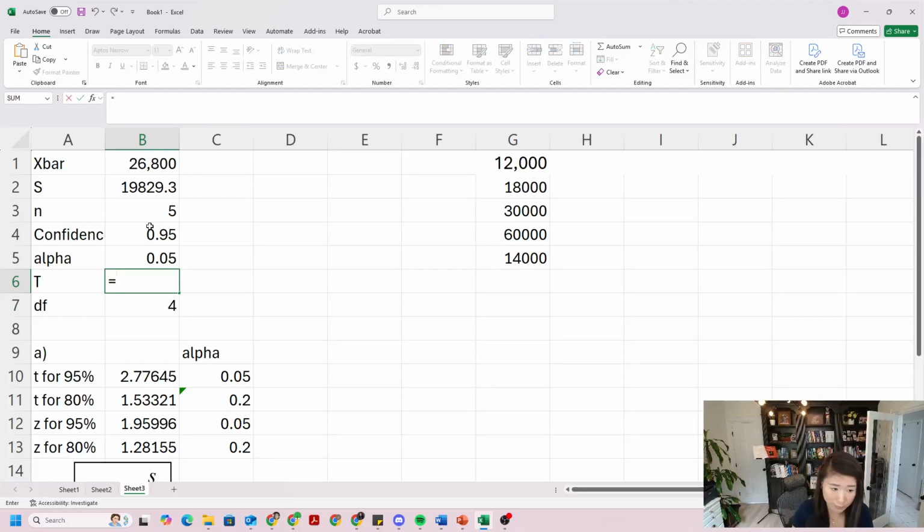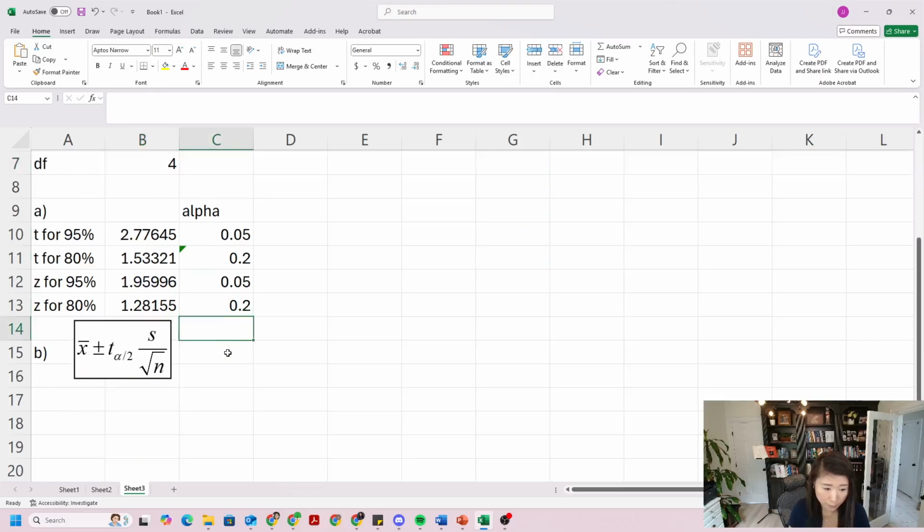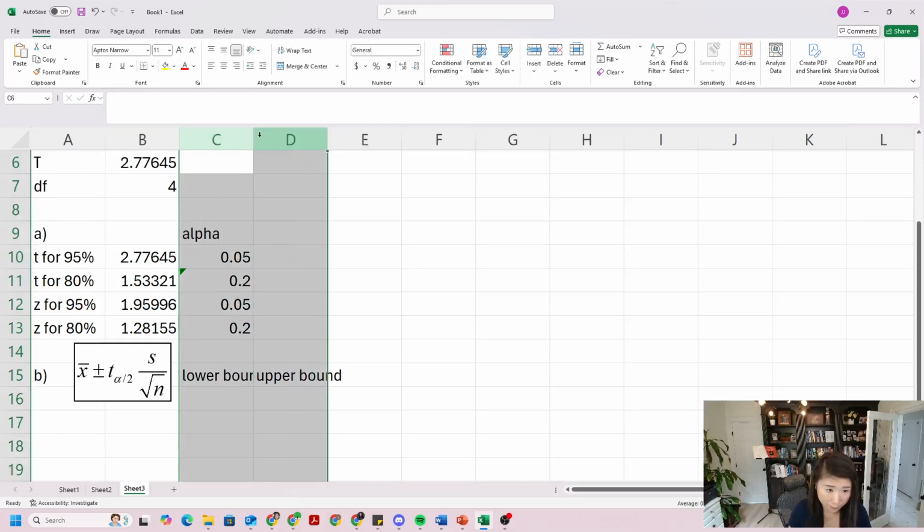Again, the degree of freedom we already calculated, n minus 1, right? So the t-stats is equal to T.INV.2T, open parentheses. The probability here, we are using the value for alpha, and then a comma, and then the degree of freedom, close the parentheses, and push enter. So now we got our t-stats value. Now we have every component we needed to form this formula. Now we can do the lower bound and upper bound. So we are able to calculate my boundary now.